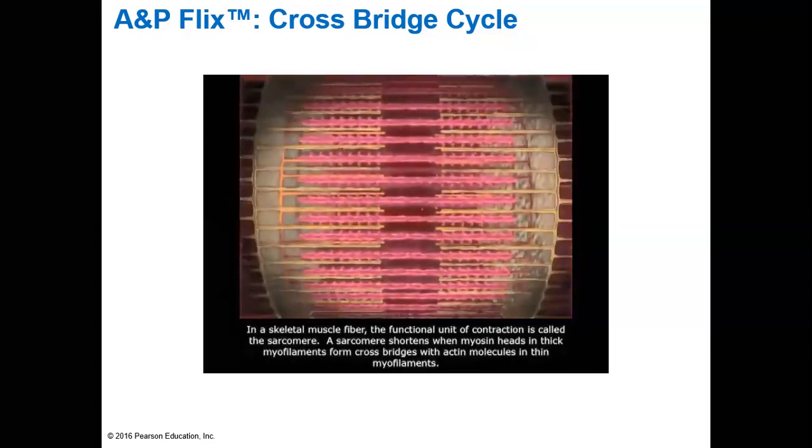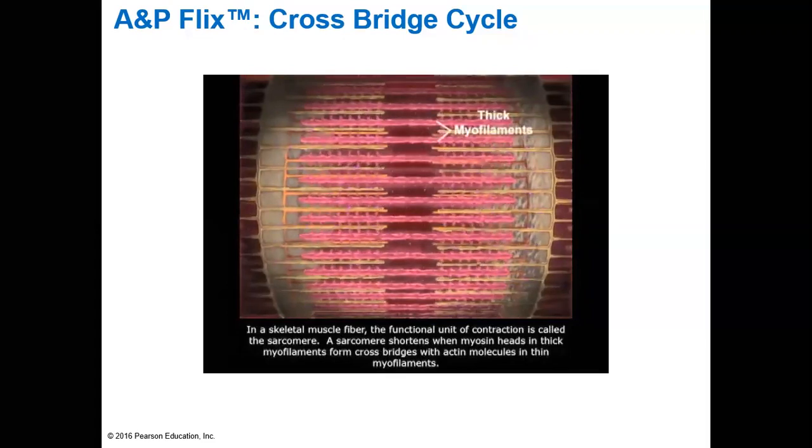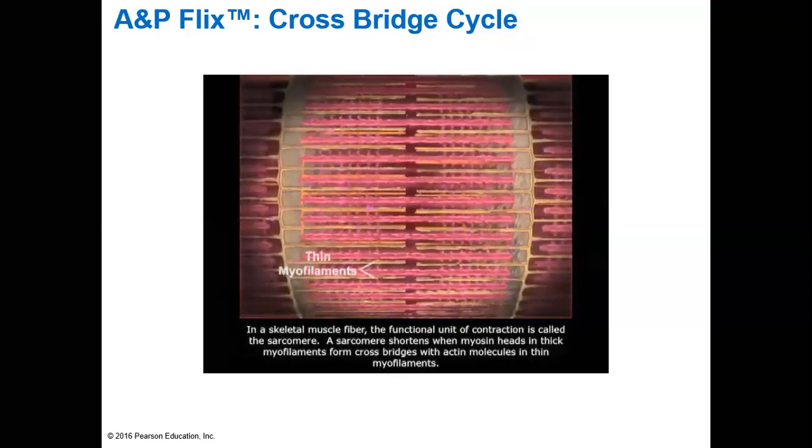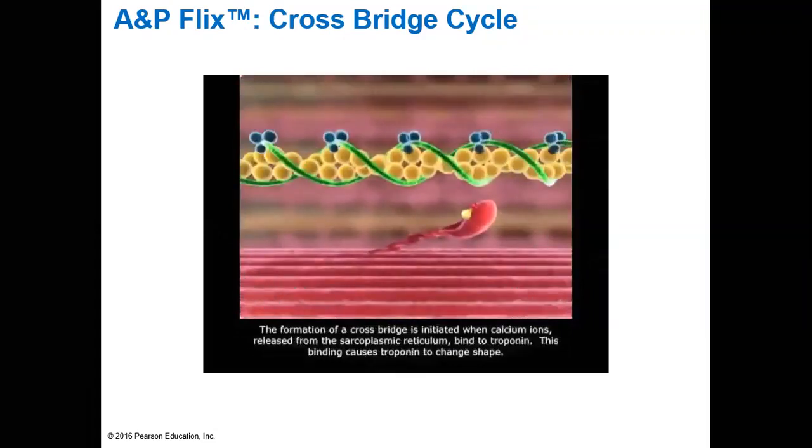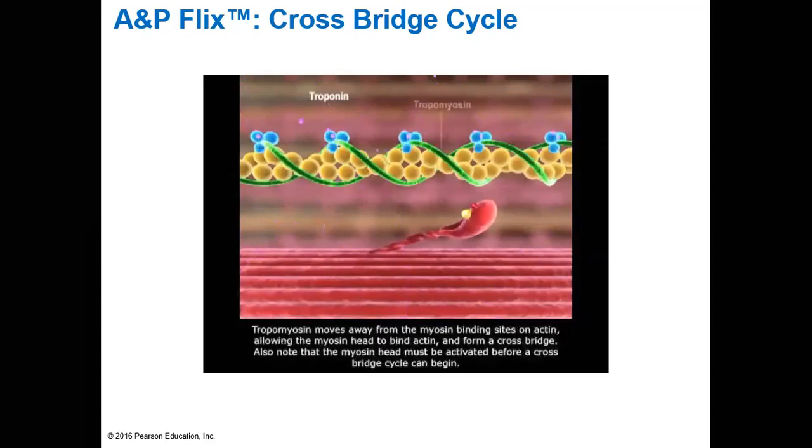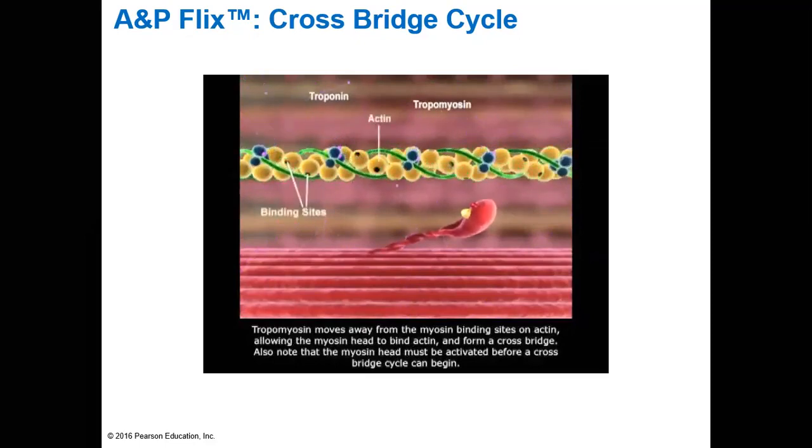A sarcomere shortens when myosin heads in thick myofilaments form cross bridges with actin molecules in thin myofilaments. The formation of a cross bridge is initiated when calcium ions, released from the sarcoplasmic reticulum, bind to troponin. This binding causes troponin to change shape. Tropomyosin moves away from the myosin-binding sites on actin, allowing the myosin head to bind actin and form a cross bridge.